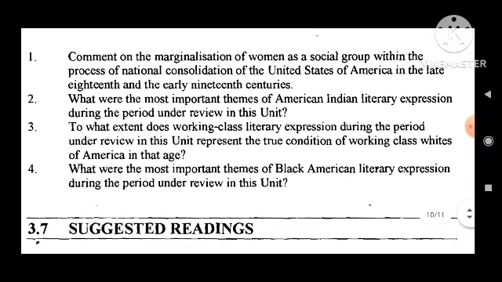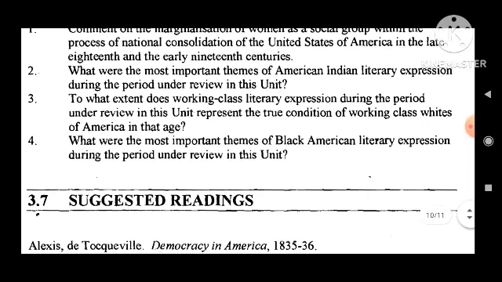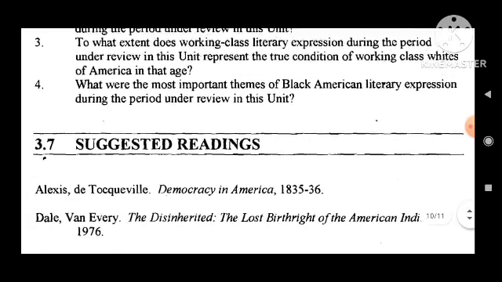To what extent does working class literary expression during the period under review in this unit represent the true condition of working class whites of America in their days? What were the most important themes of Black American literary expression during the period under review in this unit? So you can justify your answer.